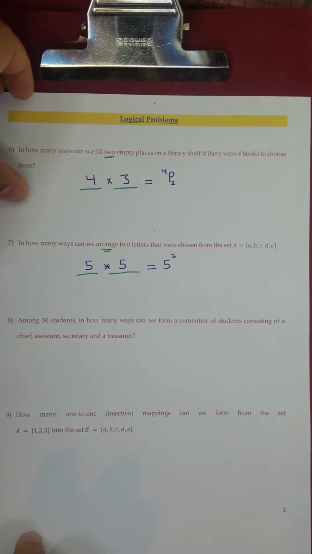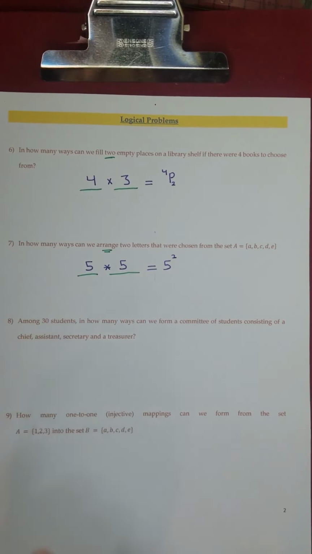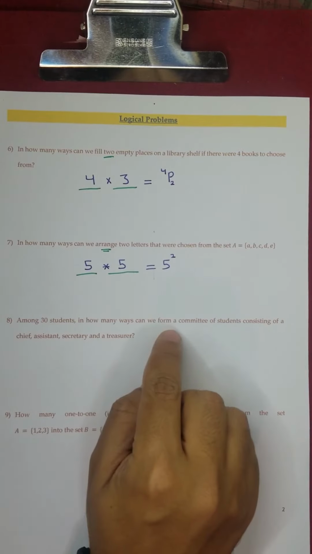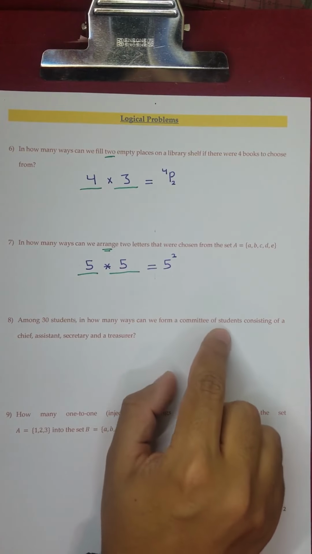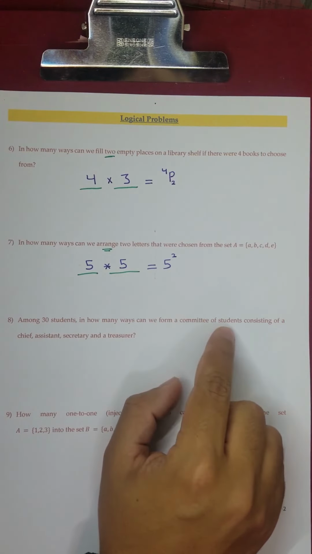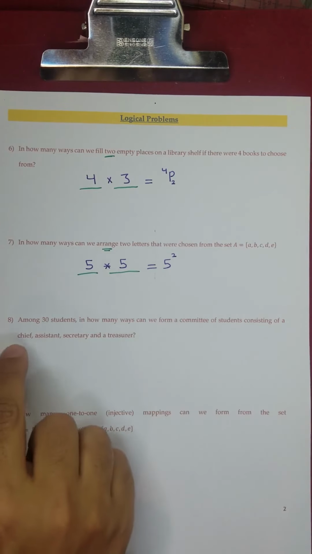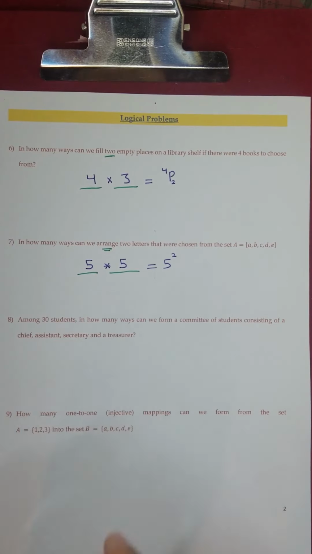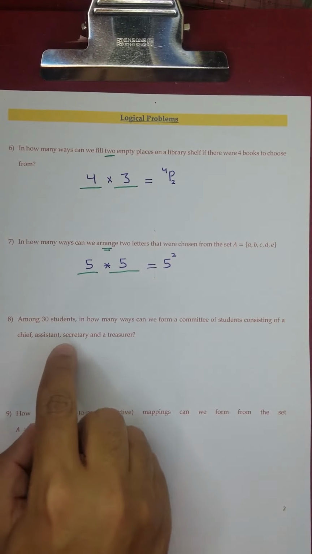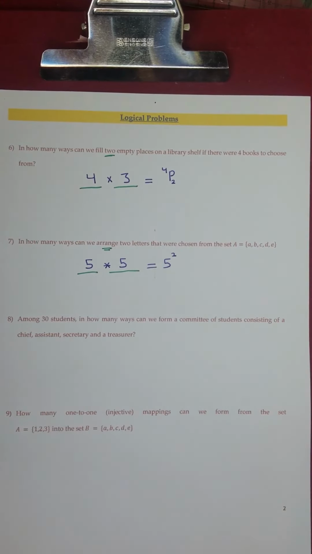Okay, question number 8 says the following. Among 30 students, in how many ways can we form a committee? A committee is like a group of people, of students. So we want to form a group of students consisting of a chief, an assistant, a secretary, and a treasurer. A treasurer is someone who's responsible for money collection, things like that. So we have 4 people now: a chief, an assistant, a secretary, and a treasurer. And we want to know in how many ways can we select these 4 students.